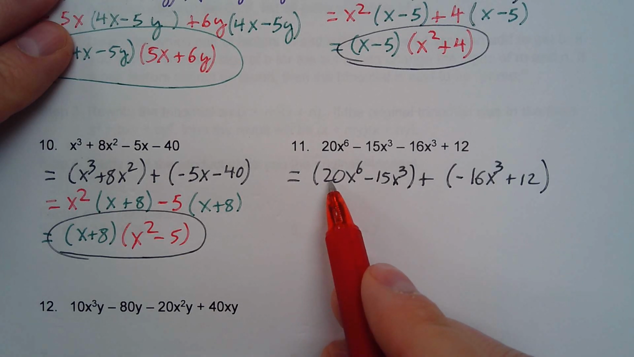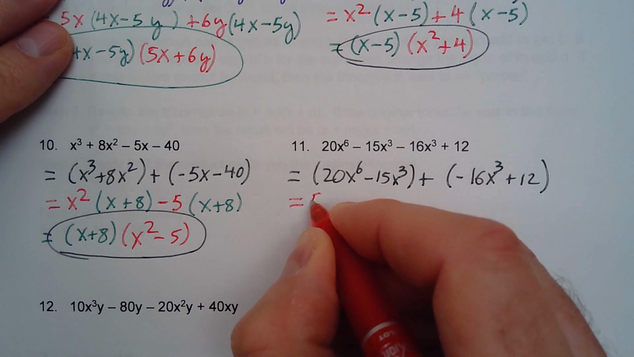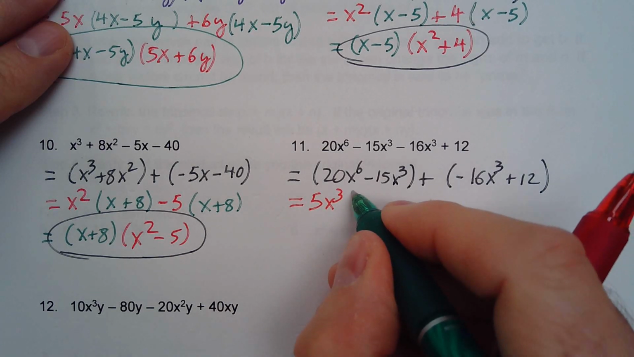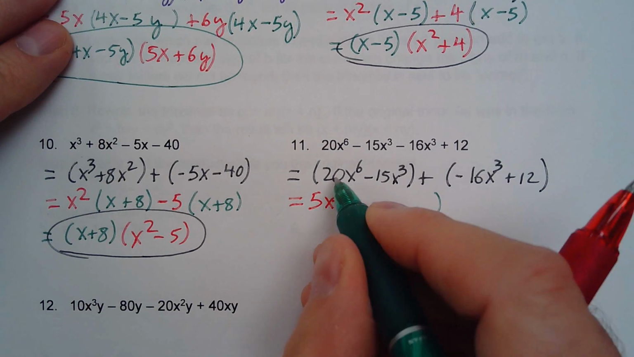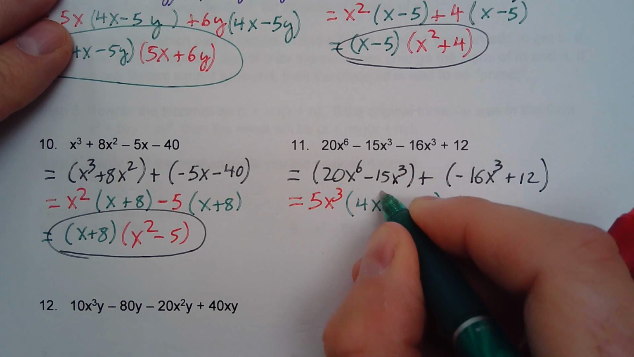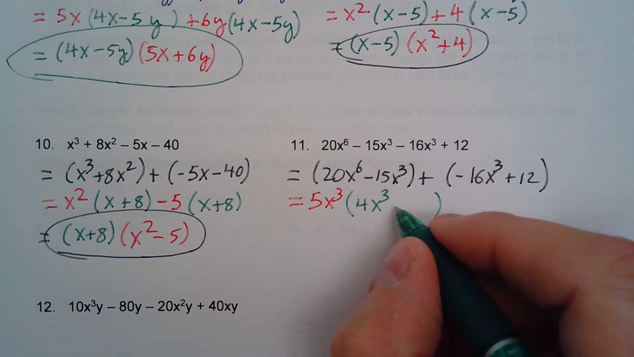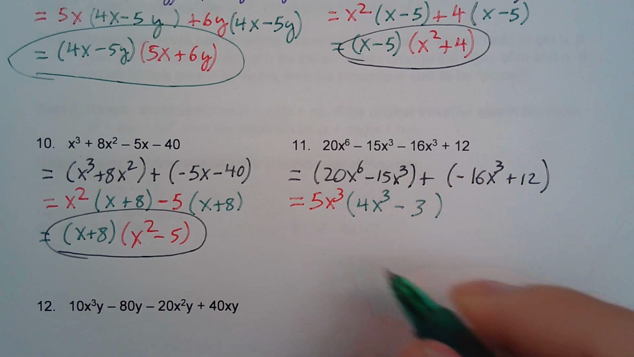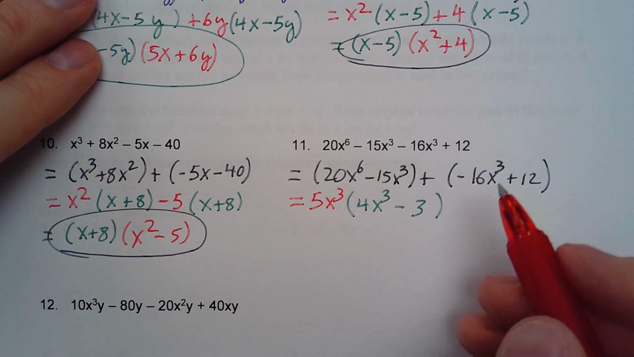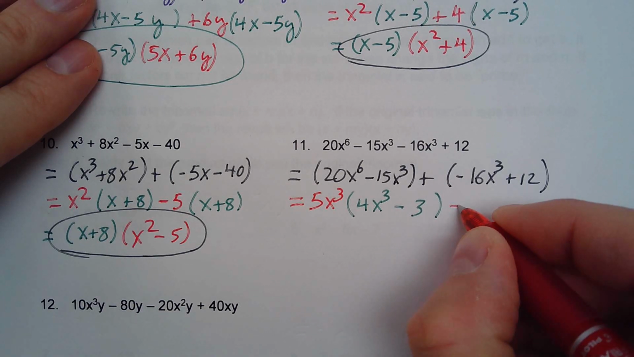Greatest common factor here would be a 5x cubed. 20 divided by 5 is 4. 6 minus 3 is 3. And then negative 15 divided by 5 is negative 3. And the x's divide out. Over here I got common factor 4. Again, that's negative, so I'm going to take out a negative 4.